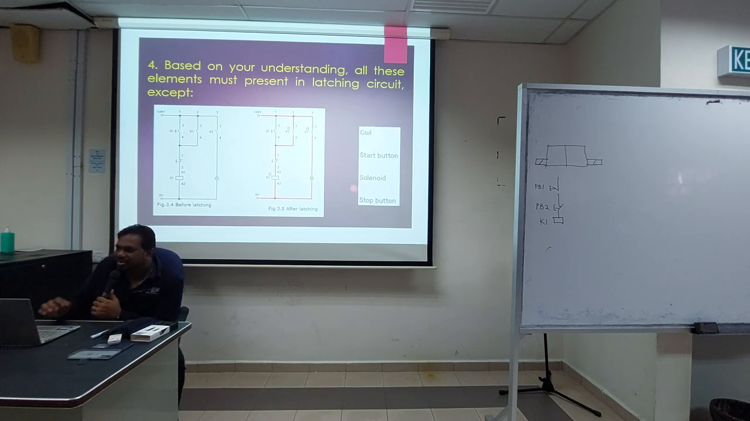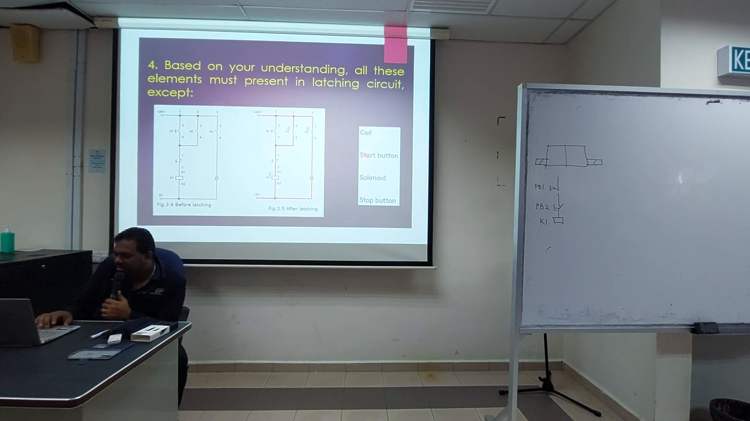So saya tengok jawapan ramai ada yang salah lah. Ramai yang jawab salah, ada yang jawab betul. Okay, so based on our understanding, all these elements must be present. So keyword dia must present, maksudnya wajib. In latching circuit, except. So maksudnya kecuali. So apa yang wajib ada kecuali. So meaning apa yang tak wajib.